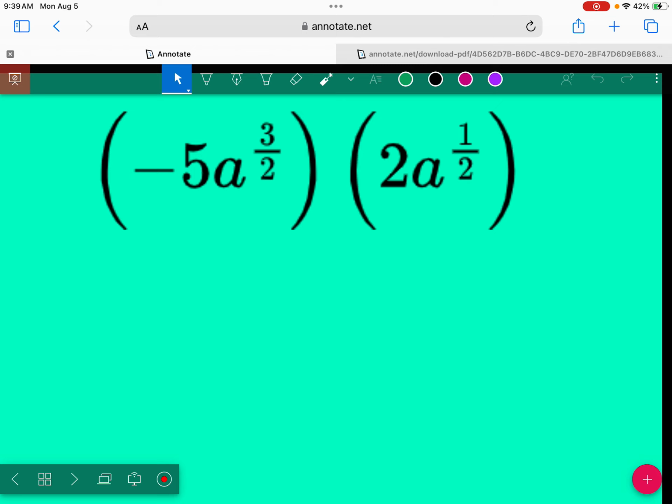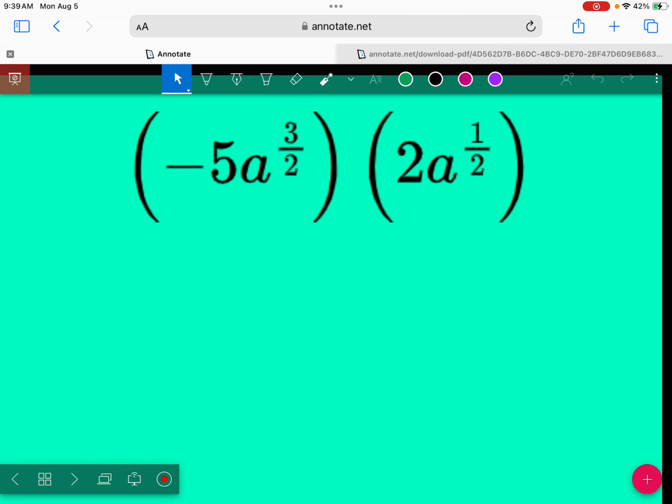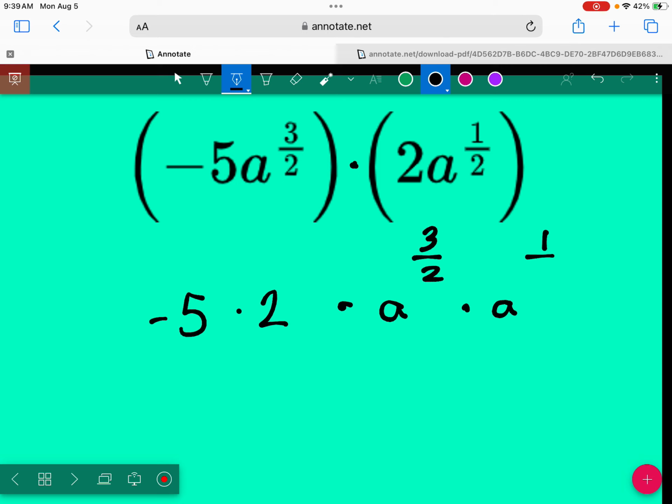What are we going to do here? This is multiplication first, y'all. So multiply them together first. See if that'll make our lives easier. Like, it doesn't always have to be go straight into the exponents. Multiply it together first. Or at least rearrange things so we can see. We've got our negative 5 times 2 times a to the 3/2 times a to the 1/2.